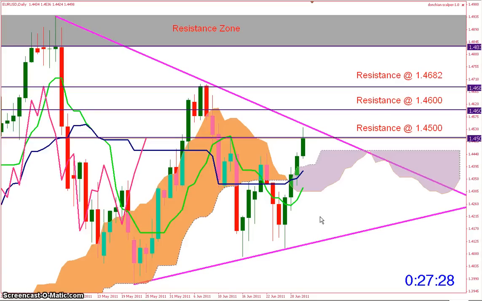All right, traders, let's take a look at the Euro USD. The past few days, 4 days, matter of fact, we've had four bullish candles. So the Euro's been pushing up. Right now, we're up against this resistance at 4,500.